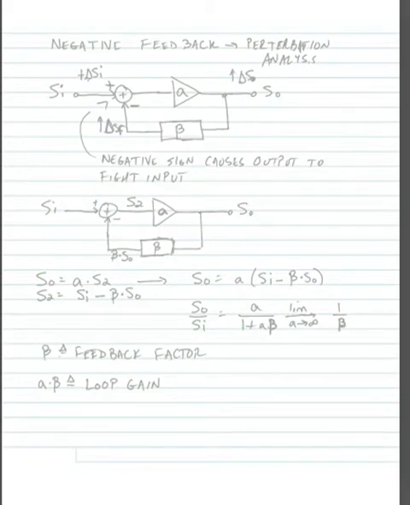So let's look at a basic negative feedback system from a controls perspective, and then we'll tie it into what it means for an operational amplifier. From a controls perspective, we often do something called perturbation analysis if we want to determine if a feedback is negative or positive.